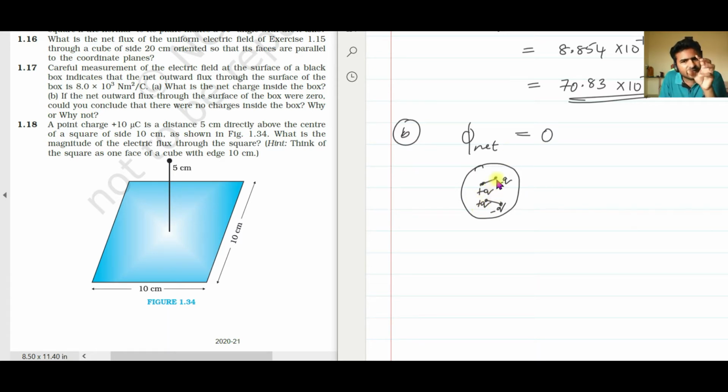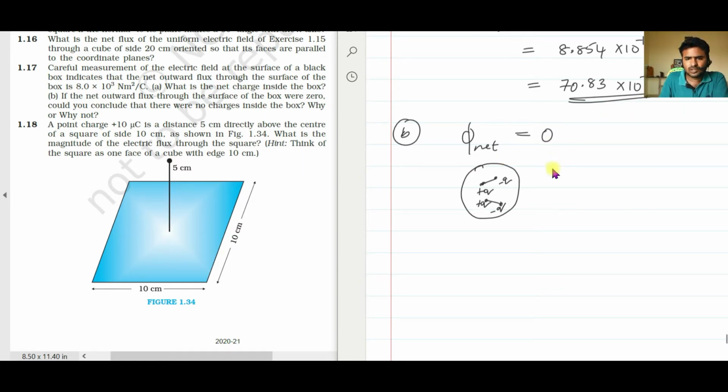Does that mean that it doesn't have any charge? No, it has a charge. It has positive charge, it has negative charge. But the net charge is becoming zero. When you add all the charges, overall that is becoming zero. That doesn't mean that it is not having any charge in it at all. It has a charge, but the net charge is becoming zero. That's what we should write.